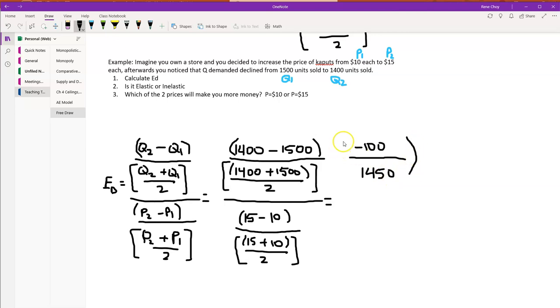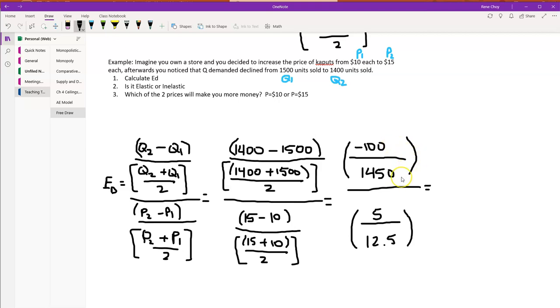Okay. Alright, so again, what we just did is I solved this bracket here, and that's 1450. I solved this bracket at the top, and that's negative 100. Then I'm going to solve this bracket here, and that's going to be 5. And then I'm going to solve this bracket down here, and that's going to give me 12.5. So I'm just making it easier for me to calculate. Then I've got to do this portion here. Then plug it into my trusty calculator.